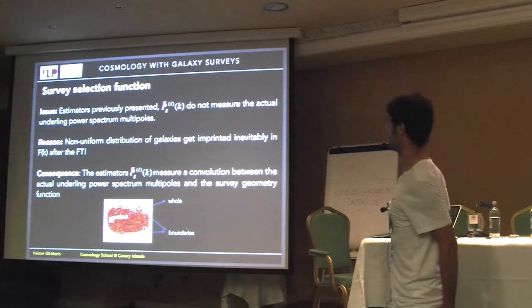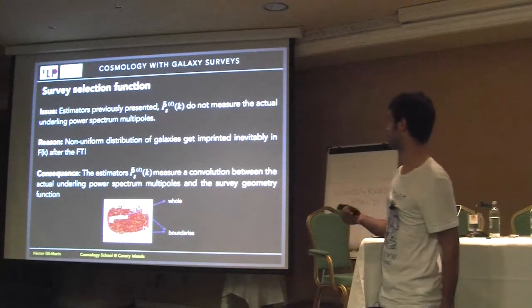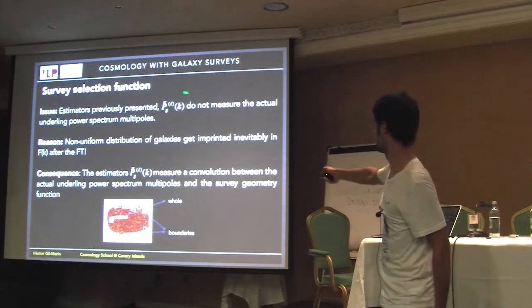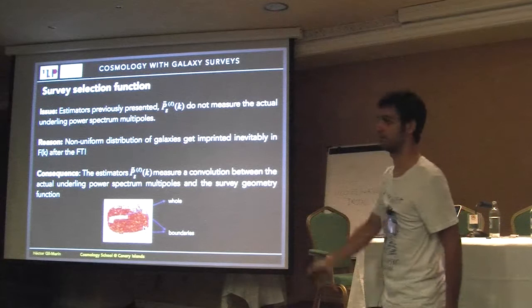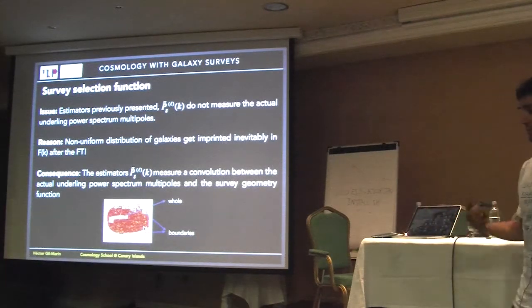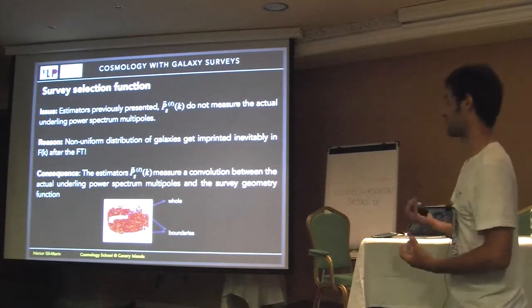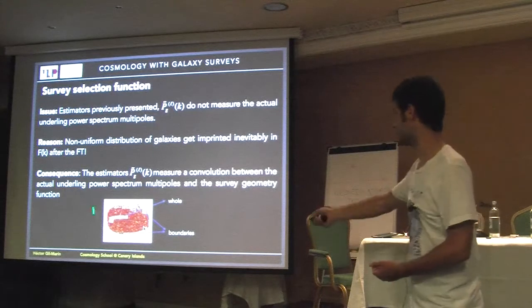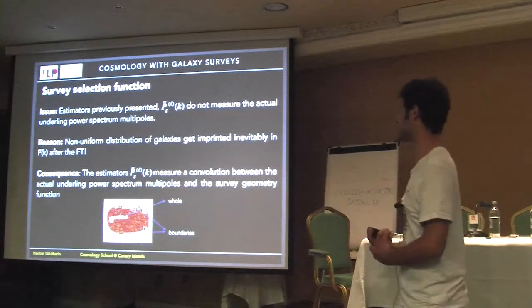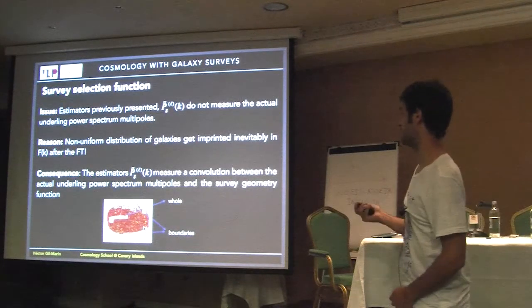So the next thing is how we deal with the survey geometry function. The estimators I've just described here measure this thing, but this is not actually the underlying power spectrum, it's something else. In reality, it's the underlying power spectrum, what our theoretical model predicts, but it's convolved with something else. And this something else is basically the signal from the non-uniform distribution of galaxies. So there's no way of getting rid of this in Fourier space.